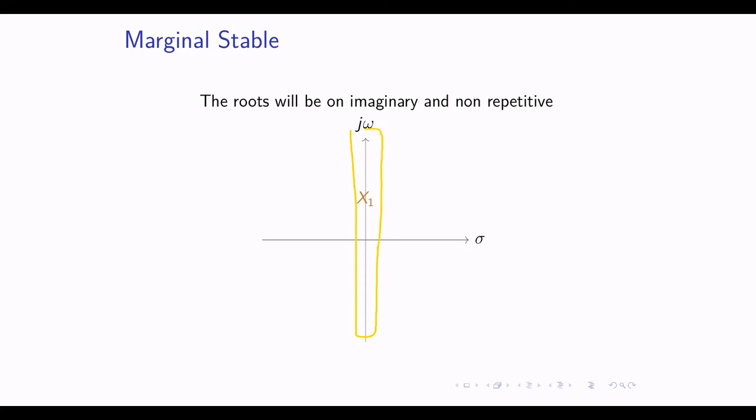When you go for the marginally stable system, we have to look at the fact that it will lie exactly on the j omega axis. It can be a positive j omega and a negative j omega, and they are non-repetitive roots. We have to keep in mind they are non-repetitive roots. So here we can see x1 and x2, they are not repetitive in nature, so the values can be plus or minus j1. Then the system is marginally stable.